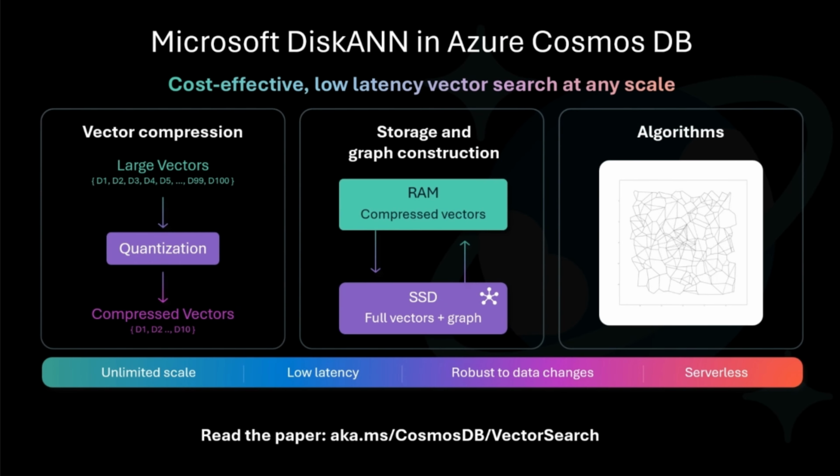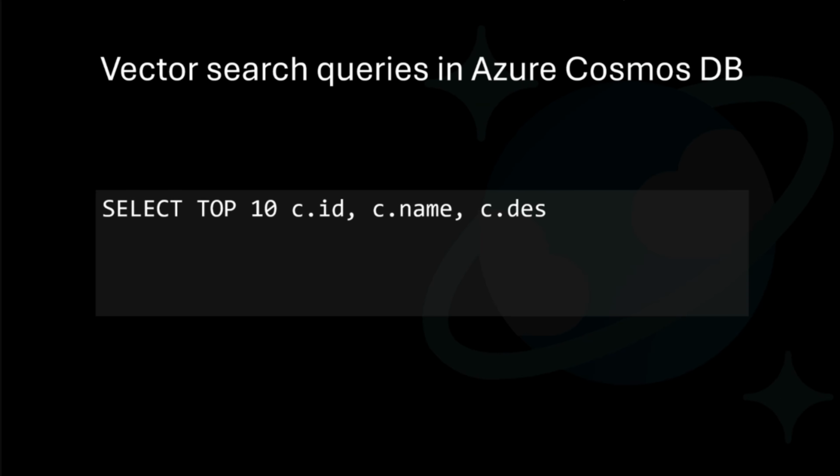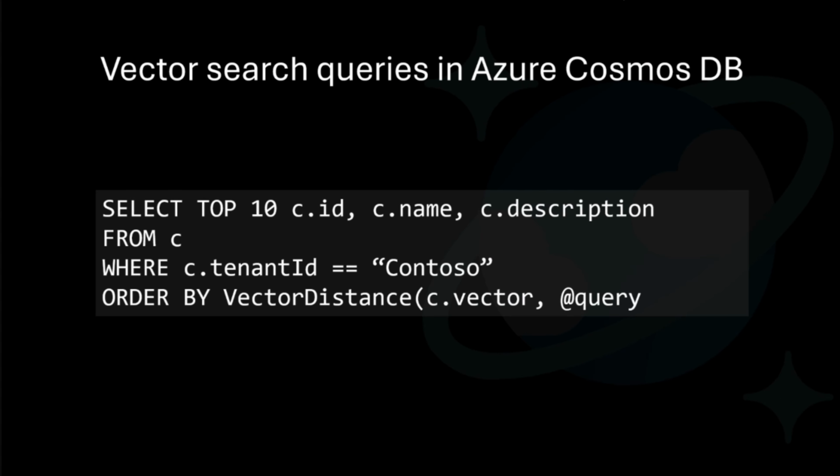In Azure Cosmos DB, we use the Microsoft Disk-ANN vector index. This allows us to compress vectors that are kept in memory and store an uncompressed graph data structure on high-speed SSDs. With efficient algorithms, this makes vector search, even at enormous scale of 1 billion plus vectors, fast and cost-effective. When combined with our NoSQL query language, it's incredibly easy to run vector searches at scale in Cosmos DB, even with query filters.